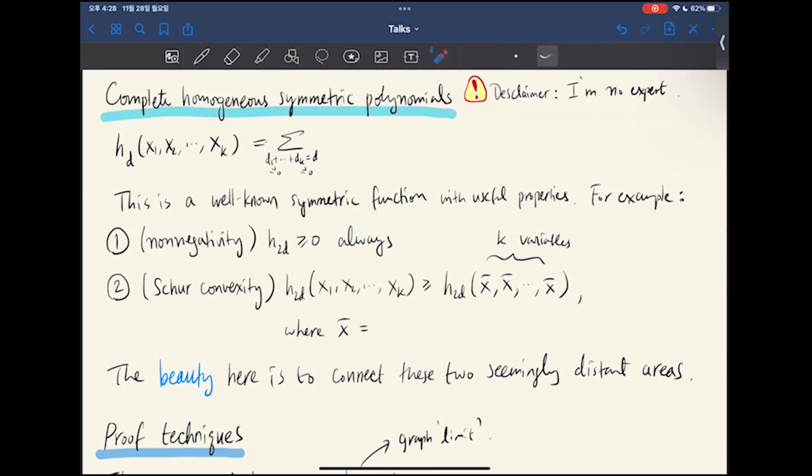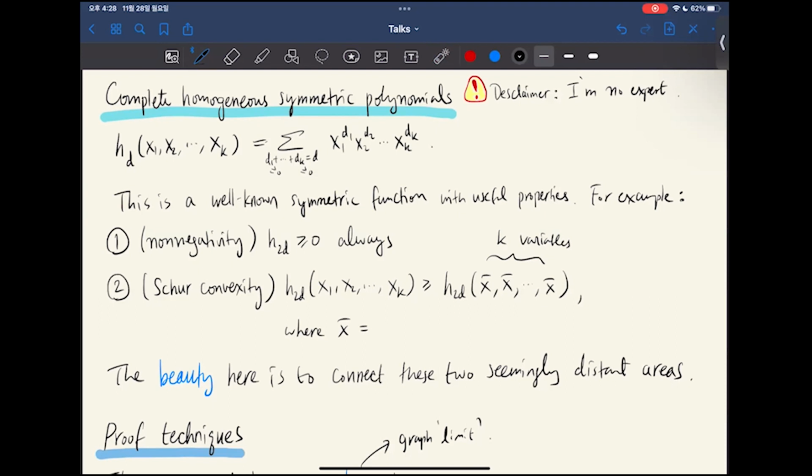Here d means the degree. It's a homogeneous polynomial of degree d, and I have k variables, x_1 up to x_k. Then I look at all the non-negative integer solutions d_1 up to d_k whose sum is d. For each of these solutions, d_1 + d_2 + ... + d_k = d, I assign the monomial x_1^{d_1} x_2^{d_2} ... x_k^{d_k}. This is the very definition of complete homogeneous symmetric polynomials.